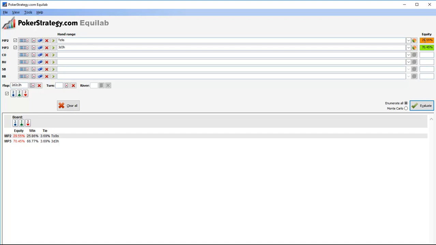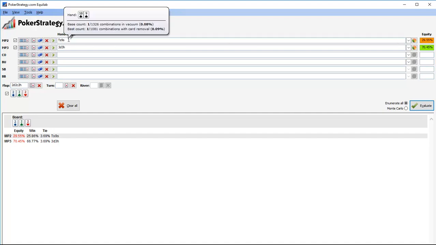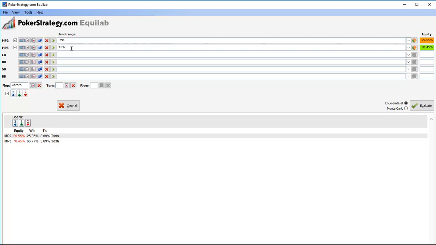And if we knew the pot size, let's say this is a pot that's 100 chips, 30% equity is saying that 30 chips are rightfully this player's in some sense, and the remainder belong to this player. We can also do equity versus a range.